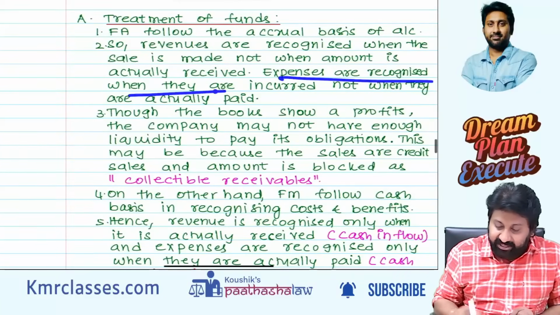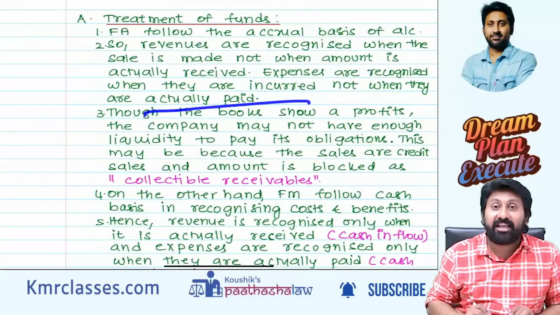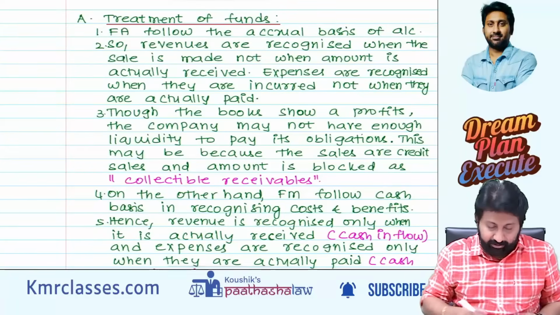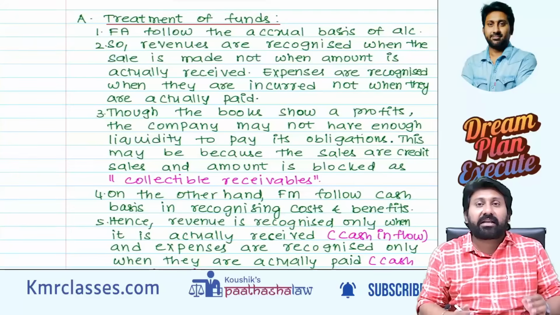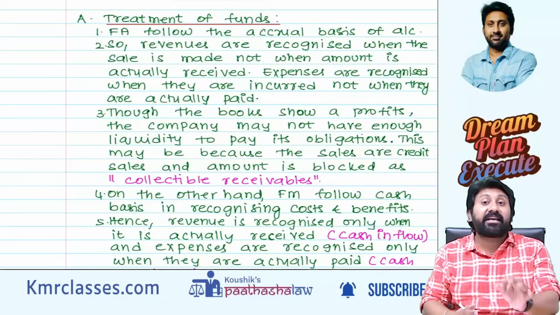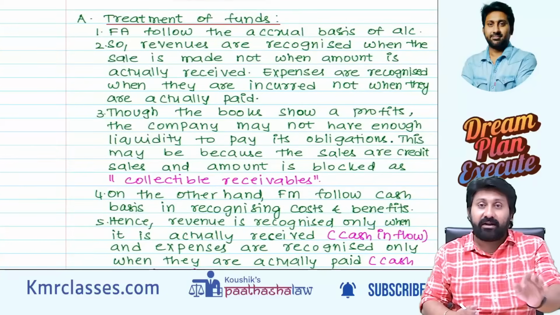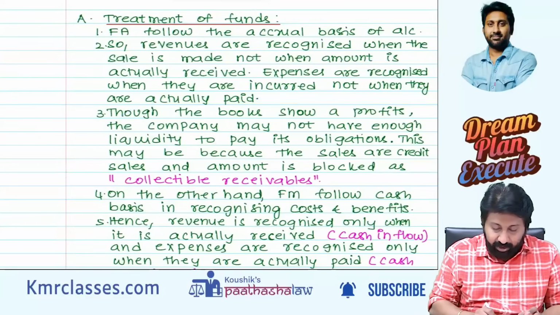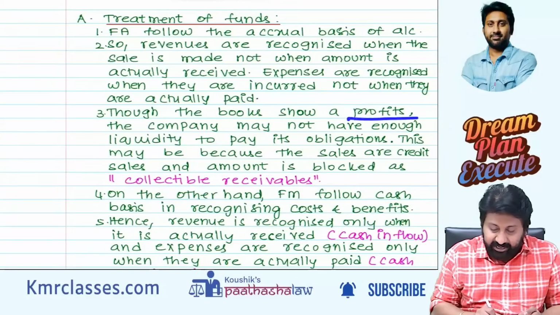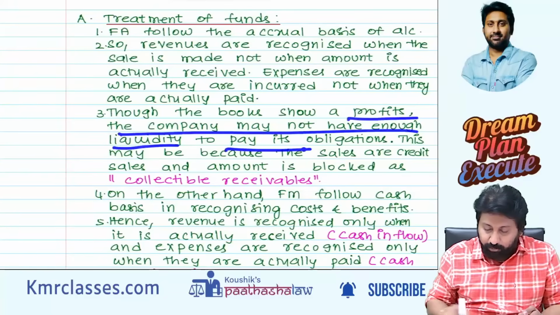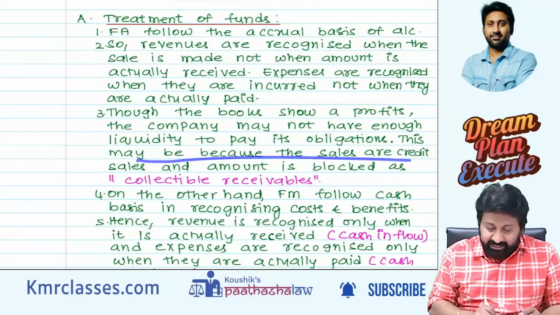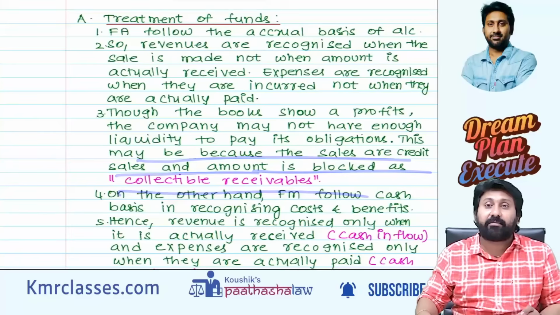Expenses are recognized when they are incurred, not when they are actually paid. Okay. Now, incomes are recognized when the sale happened. Expenses are recognized when the expenses are incurred, not when they are paid. Next one. Though the books show profits, the company may not have enough liquidity to pay its obligations. This may be because sales are on credit and the amount is blocked in collectible receivables.